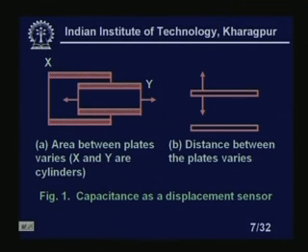These are basically a displacement sensor. You see the two areas between the X and Y are cylinders. These X and Y are cylinders basically. And the dielectric medium might be air also, there is no problem. So, if I push this Y, X is a fixed plate and Y is the movable plate.